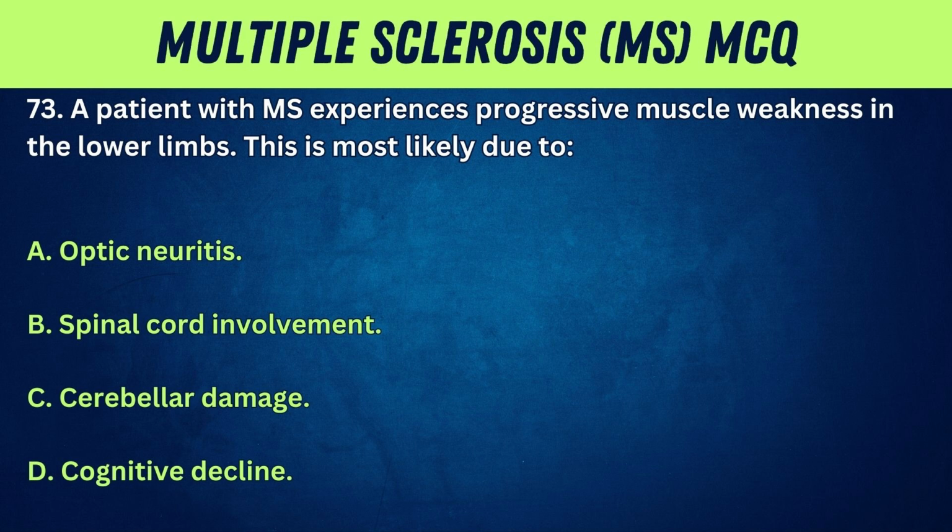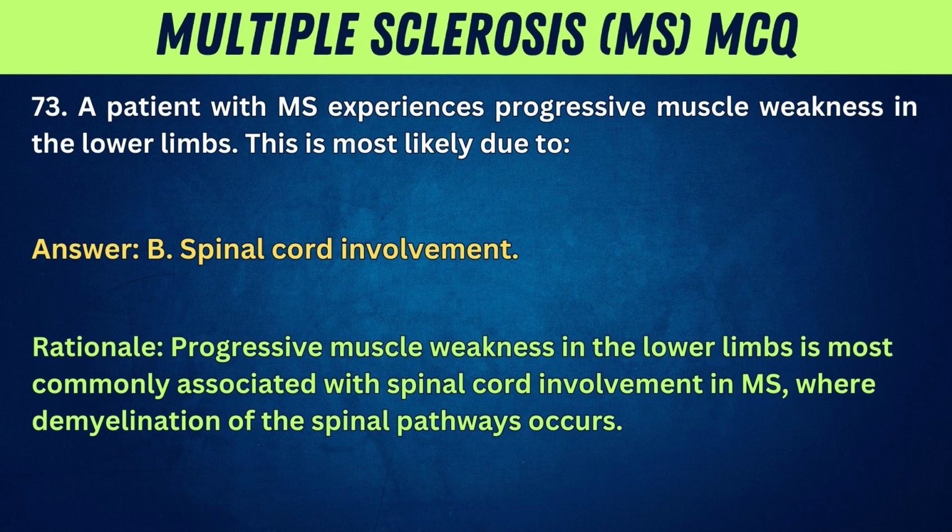73. A patient with MS experiences progressive muscle weakness in the lower limbs. This is most likely due to A. Optic neuritis. B. Spinal cord involvement. C. Cerebellar damage. D. Cognitive decline. Answer: B. Spinal cord involvement. Rationale: progressive muscle weakness in the lower limbs is most commonly associated with spinal cord involvement in MS, where demyelination of the spinal pathways occurs.